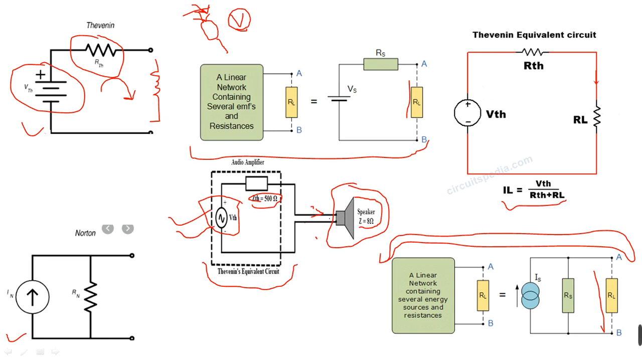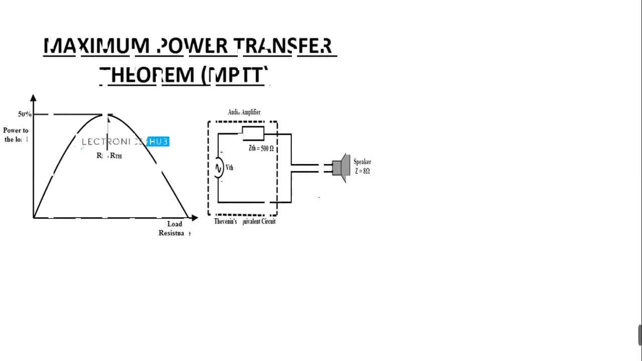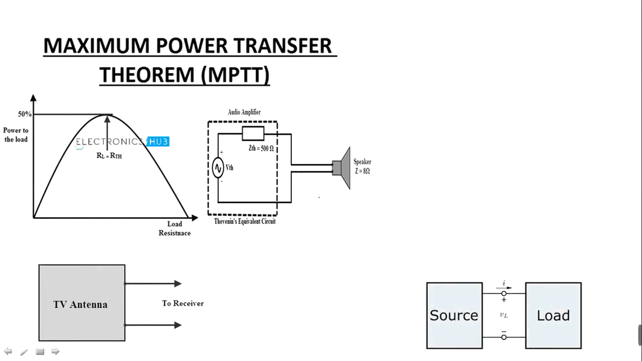Now if I want to transfer maximum power, then I have two possibilities. My speaker resistance can be made 500, or my Thevenin's resistance can be made equal to the load. By doing this, what will happen? There will be maximum power transfer to this load. This is the conclusion of why we are studying the maximum power transfer theorem. Already it is coming on the screen.